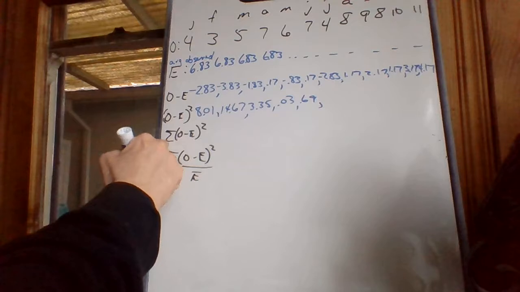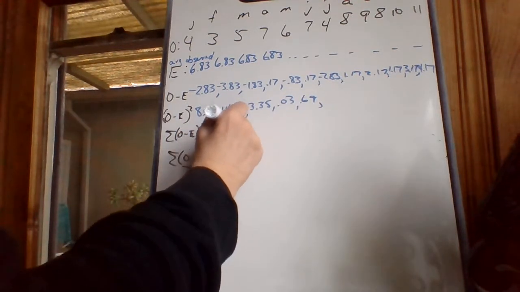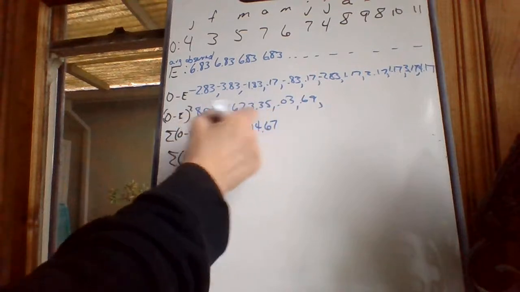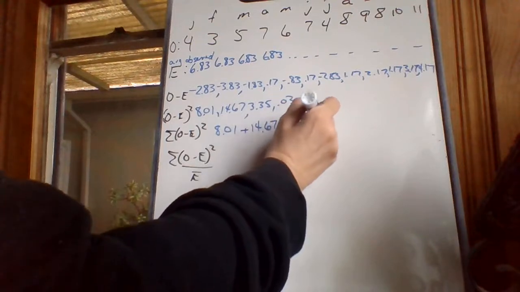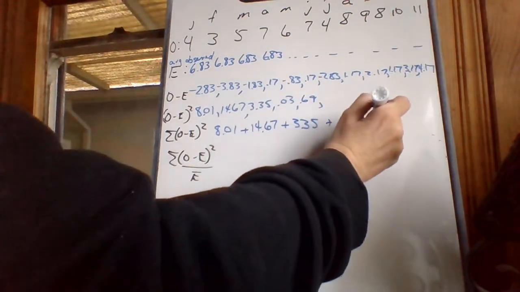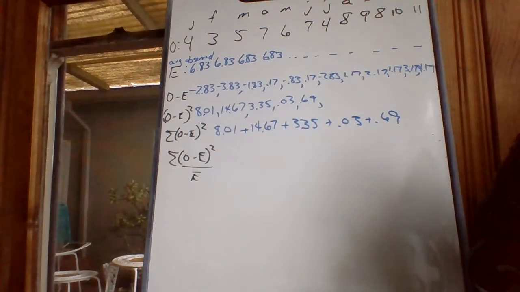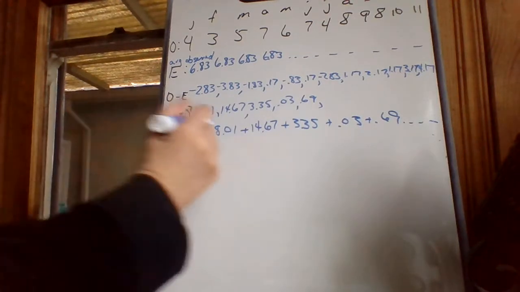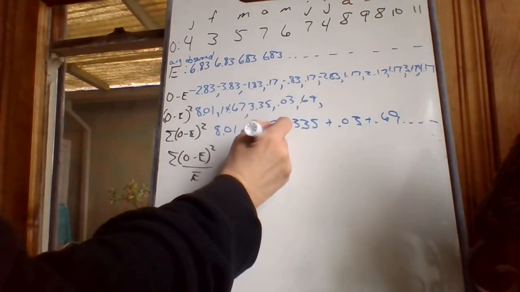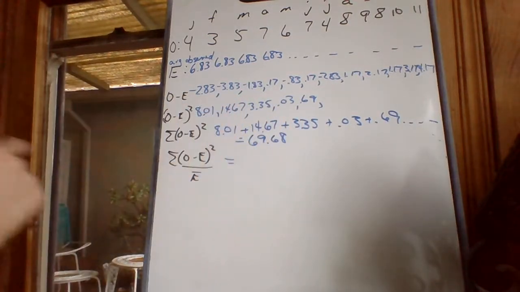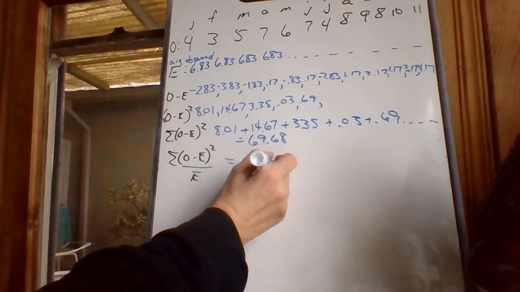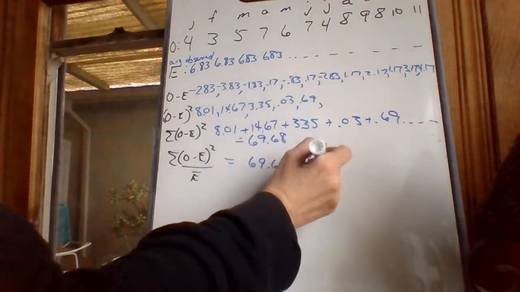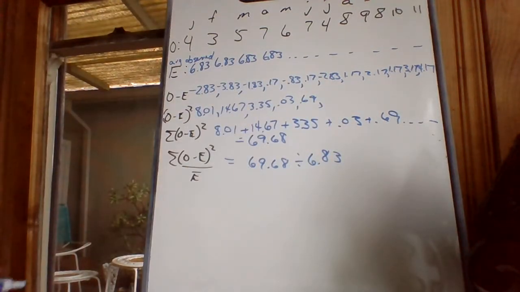And then the next line says add them all up. That's the summation sign, so add them all. None of these numbers are going to cancel any of the other numbers out, because they're all positive. This is just going to keep getting bigger and bigger, until I add up all 12 of them. When I did that, I got 69.68. And then you're supposed to divide that by the expected, and the expected was 6.83. So 69.68 divided by 6.83, and I got 10.2.